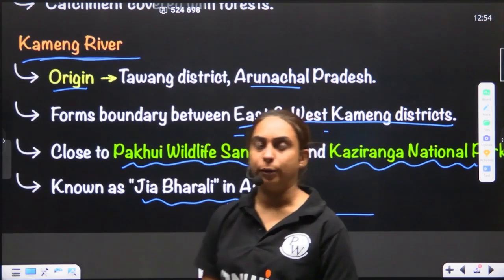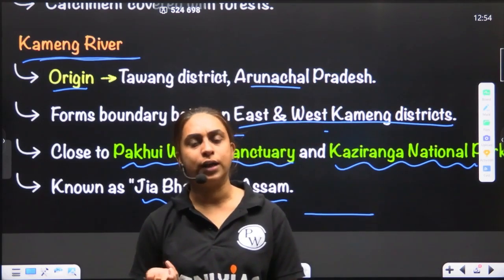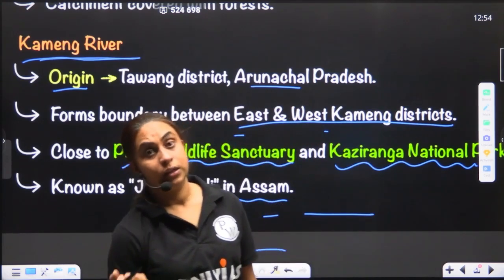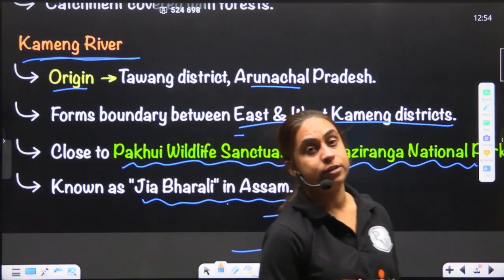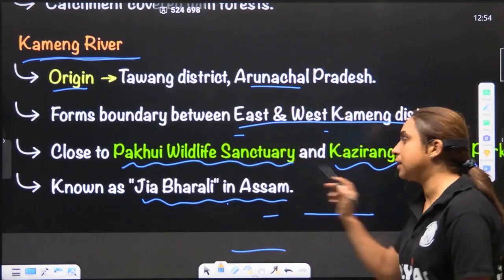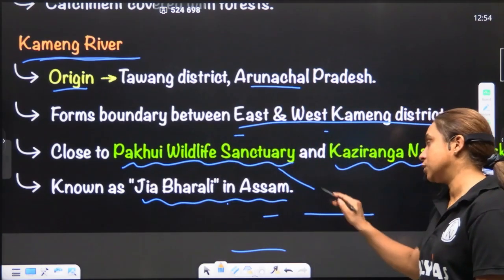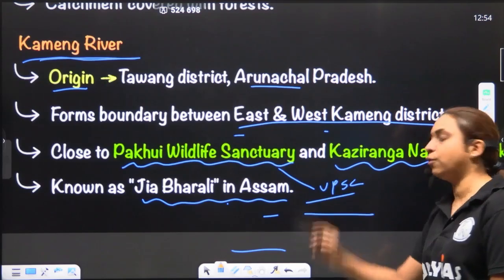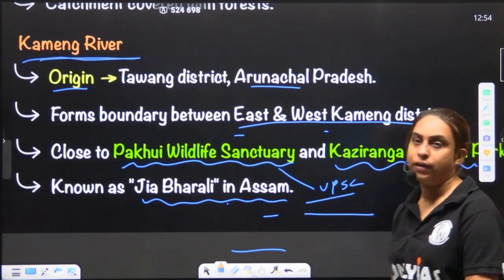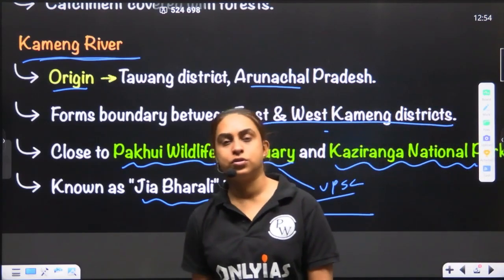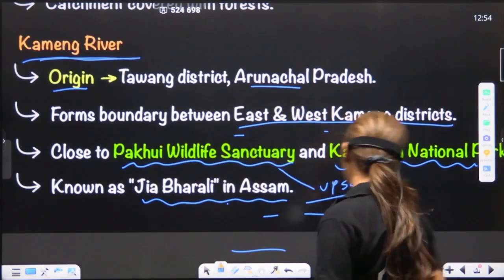Okay, so Kameng. You should know about the important national parks. You should know about the important names also. So Jia Bhareli is important, as well as Kaziranga and Pakhui. This has been asked by UPSC before. Where is Pakhui Wildlife Sanctuary? They have already asked. So you should know about Pakhui as well as Kaziranga.